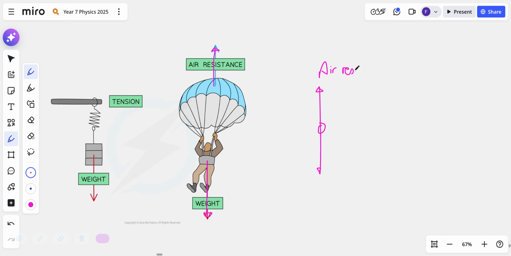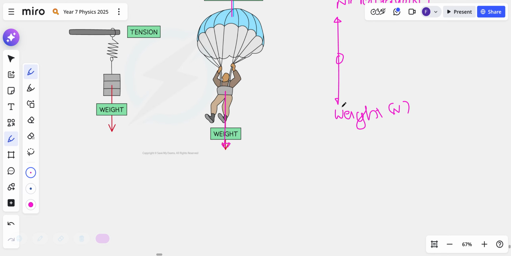And my diagram is so much easier than drawing that whole thing out. Resistance, and this is weight. They're both forces. Their units are both newtons. Okay. All right, let's pick another one.